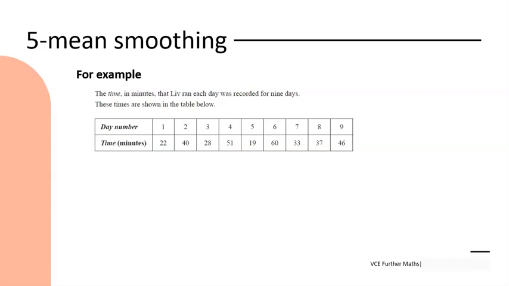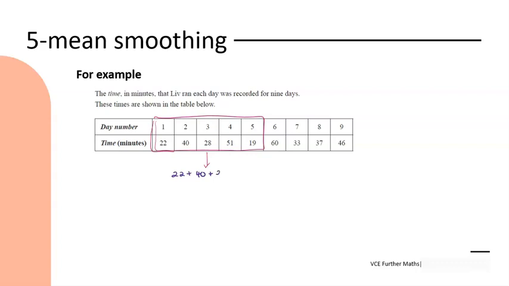And so here, if we look at 5 mean smoothing, we are again taking a group, this time of 5 data points, and finding the average or the mean of that data set. So if we look at the table here, that means we are looking at days 1 through to 5. So the value or the answer for that group will sit in line with day 3.